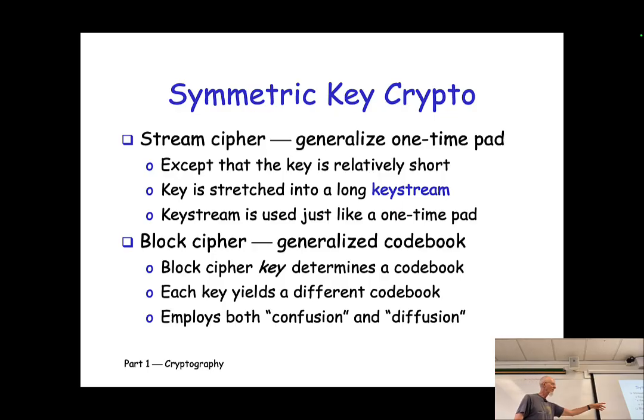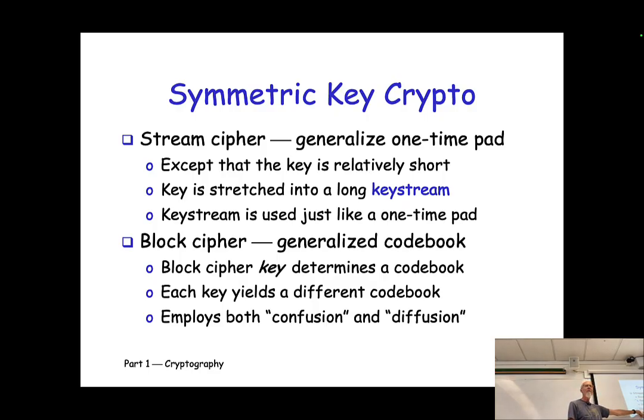So when we talk about stream ciphers, the issue is how do you generate that string of bits? We will take a relatively short symmetric key and stretch it out into a long string of bits that we will call a key stream. We'll use that key stream exactly like a one-time pad, meaning we simply XOR to encrypt, and XOR the same thing to decrypt. So with a stream cipher, it's all about how you generate that key stream. Encryption is trivial. It's just an XOR.